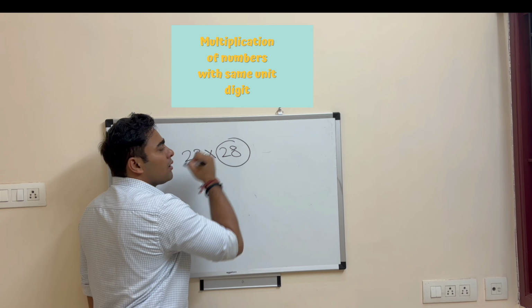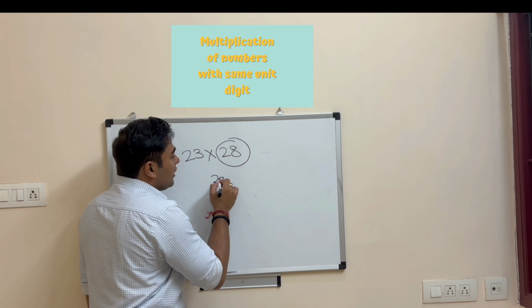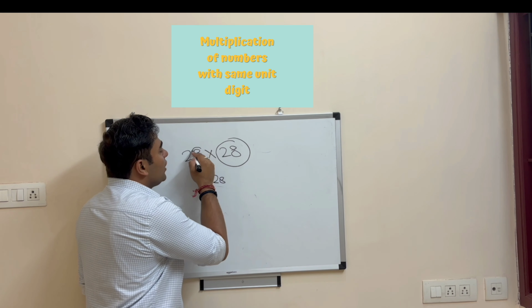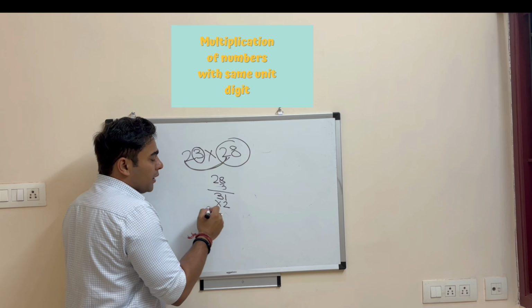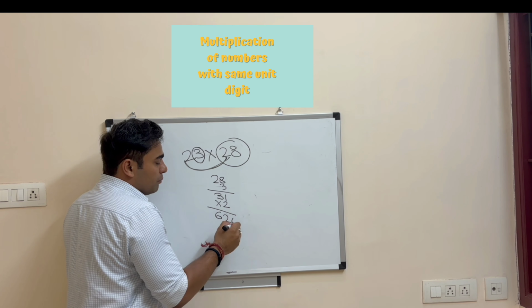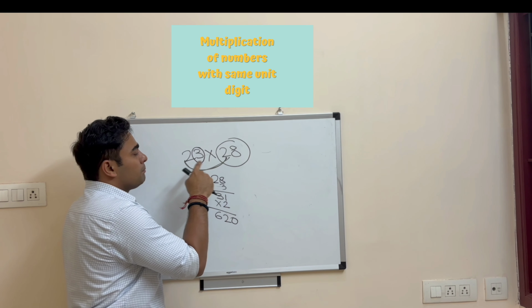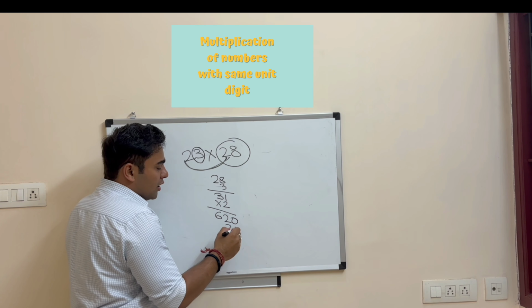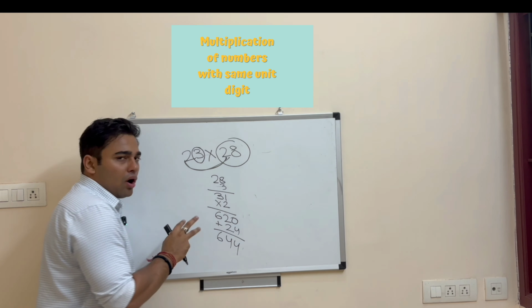Firstly, we'll take a higher number. You select the higher number, which in this case is 28, and then you will add the unit digit of the smaller number to it, which is 31, right? Now, since the tens digit is the same, we are going to multiply this by 2, which is 62. We'll put another 0 here, and then we will add 3 into 8, which is 24. So we'll write this as 644. I hope you got an idea what I am talking about.